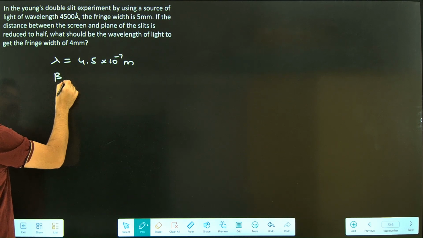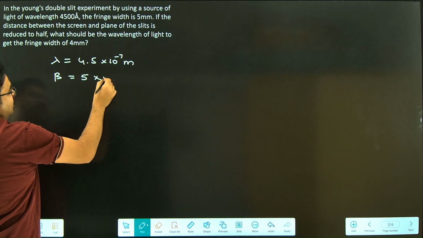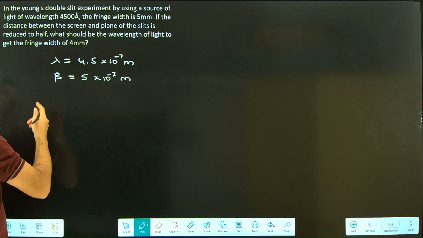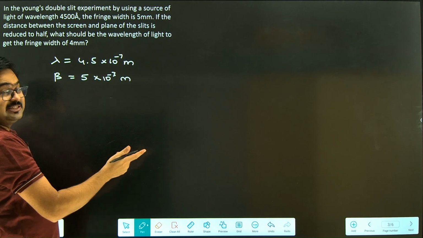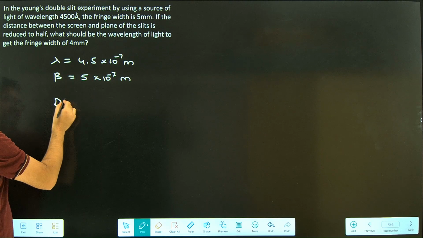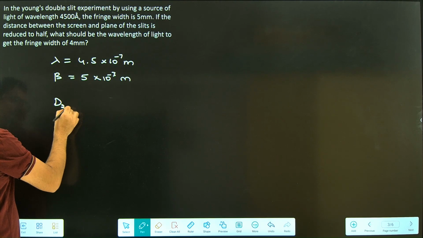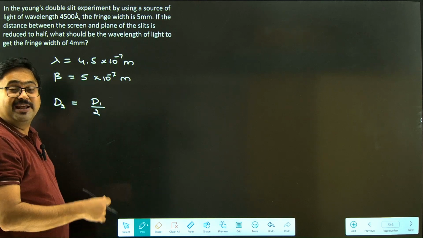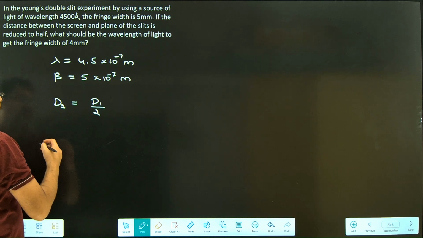The fringe width becomes 5 millimeter, 10 to the power of minus 3 meter, if the distance between the screen and the plane of the slits is reduced to half. That means the distance between the plane of the slits and the screen in the second case is 1/2 of the distance between the plane of the slits and the screen in the first case.